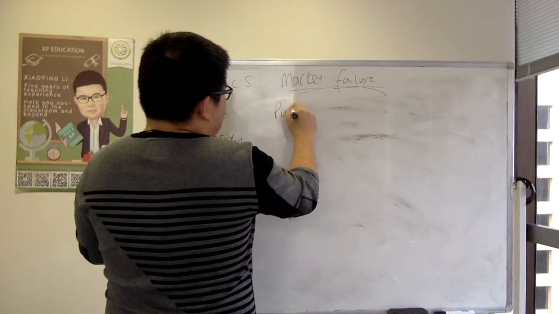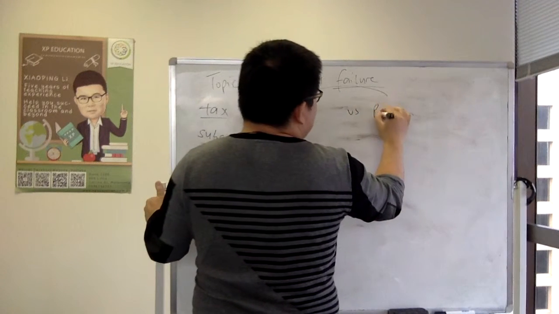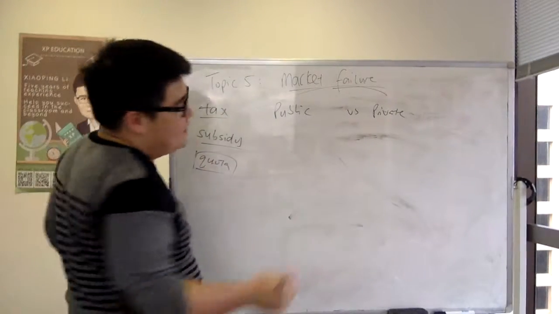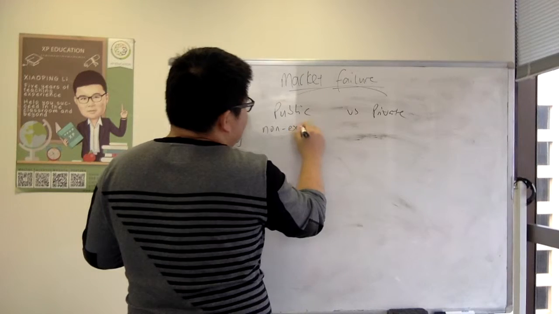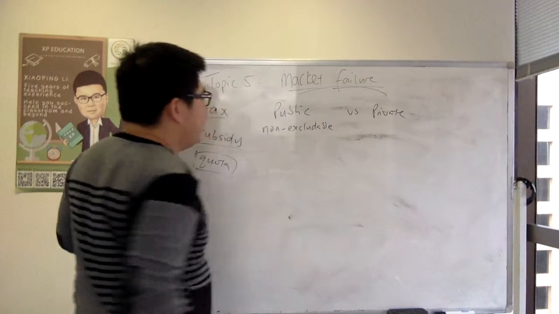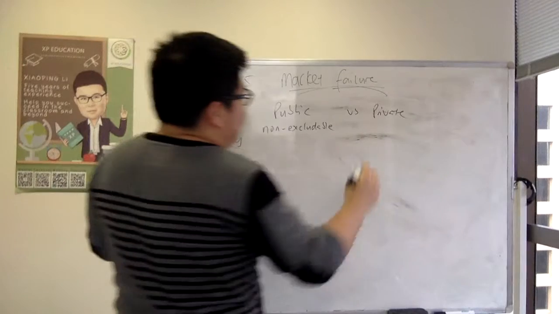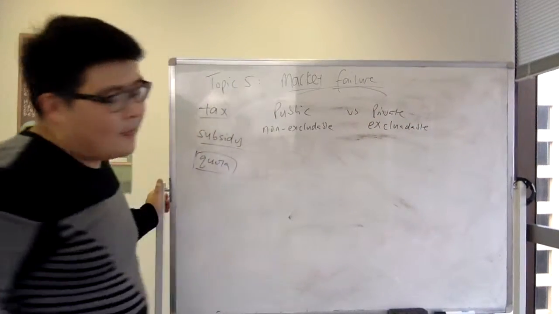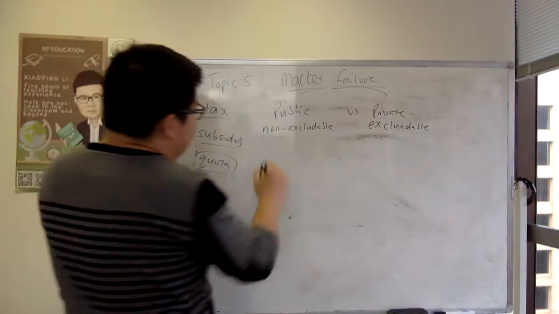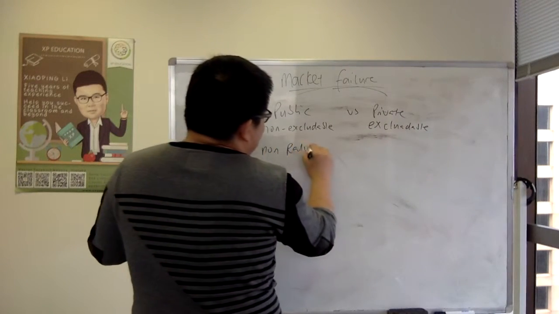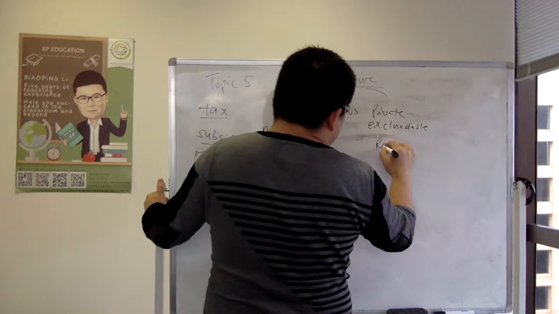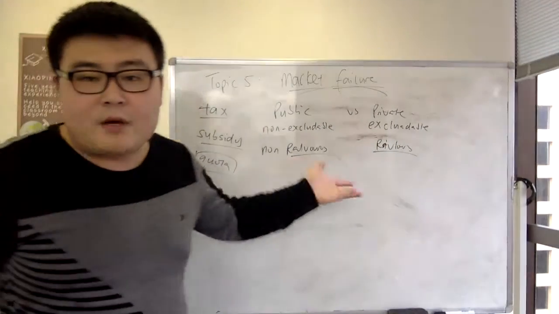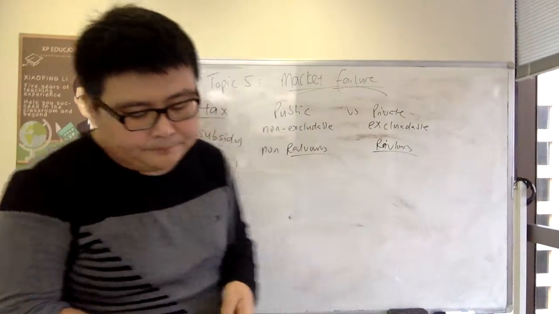Now I want to talk about the differences between a public good versus a private good, yes? Now a public good is non-excludable. Okay? It is non-excludable, and a private good is definitely going to be excludable, yes, because you can prohibit somebody else's usage. And then the other characteristic is that a public good is non-rivalrous, and a private good is rivalrous, okay. So one is non-rivalrous, another one is rivalrous, okay.